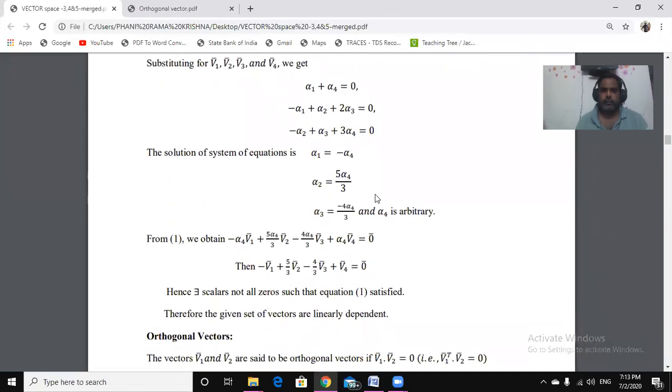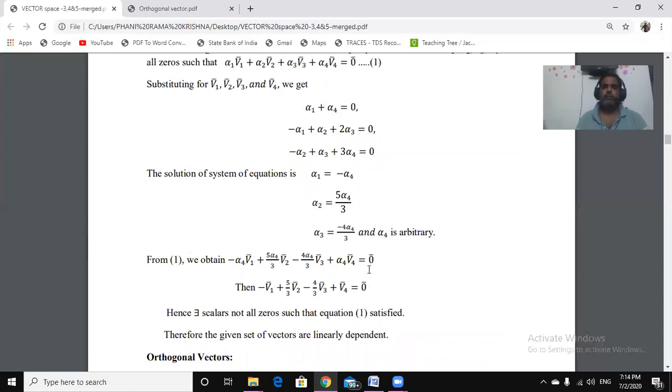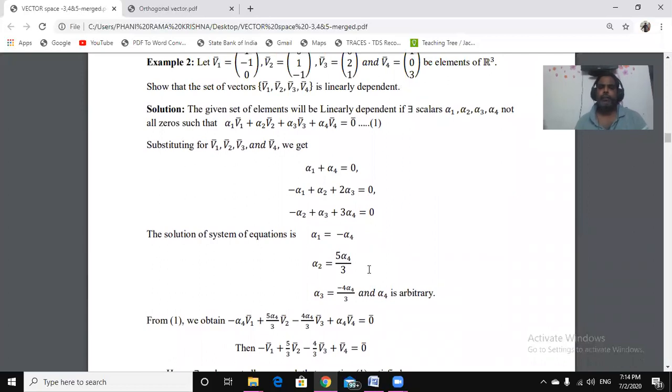Using these three conditions I get the relation between alpha1, alpha2, alpha3. By solving this I get minus v1 plus 5/3 v2 minus 4/3 v3 plus v4 becoming 0. That means a linear combination of these vectors equals 0, and therefore these vectors are linearly dependent. Next class we will see the most important thing: how to represent vectors as a matrix, and what the relation is between matrices and vectors. Keep learning. Take care. Bye.